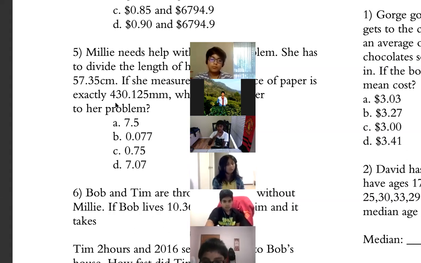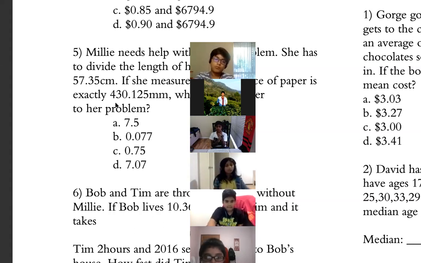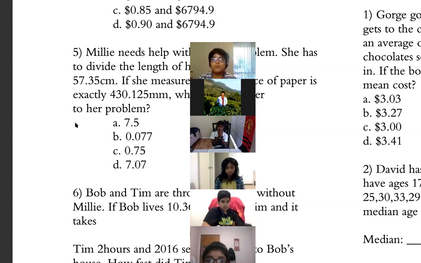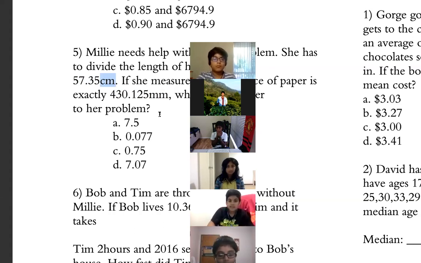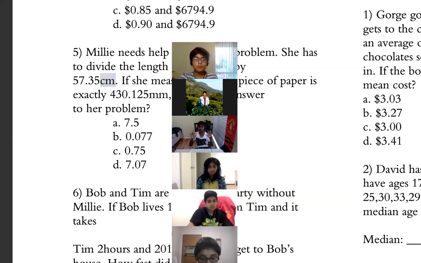So this question is really, really easy. If you get this question wrong, it's most likely that you didn't read the question properly or you missed out on some key information. All you have to do is divide 430.125 millimeters by 57.25. But the issue is you need to make sure that you converted this properly to this. So how many millimeters are there in a centimeter? Sajid? 10. Good job.